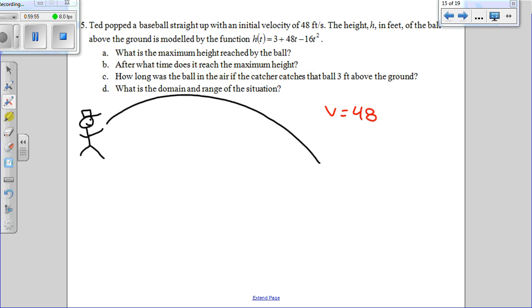Height in feet of the ball above the ground is modeled by the function, where t is in seconds after the ball is hit. They'll always define your variables.